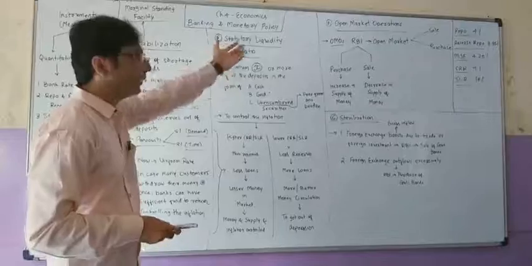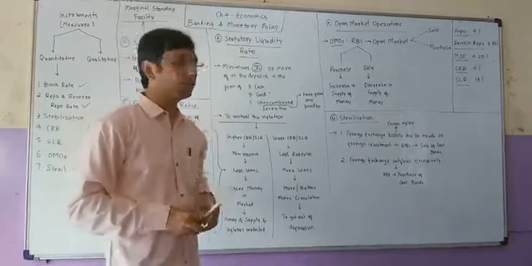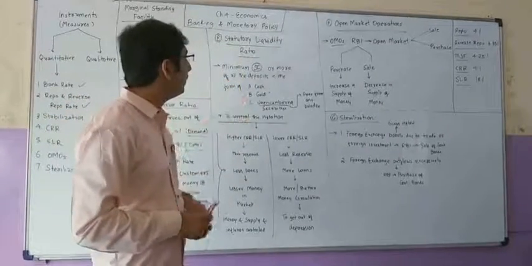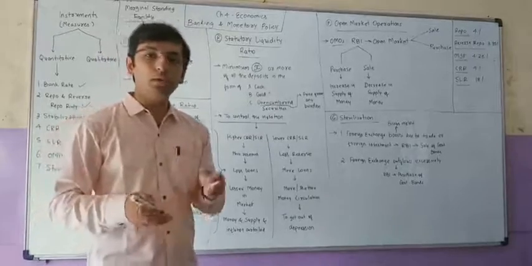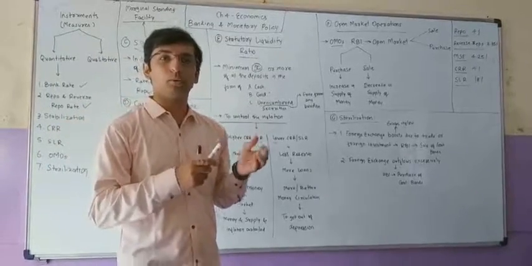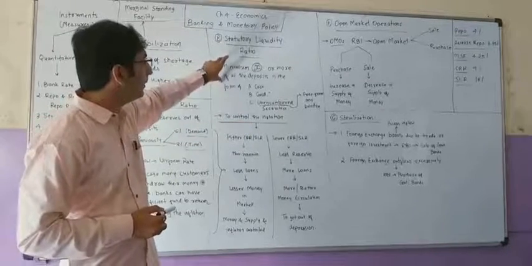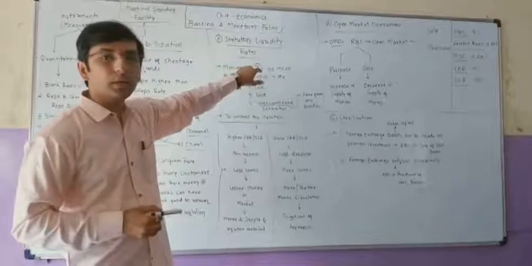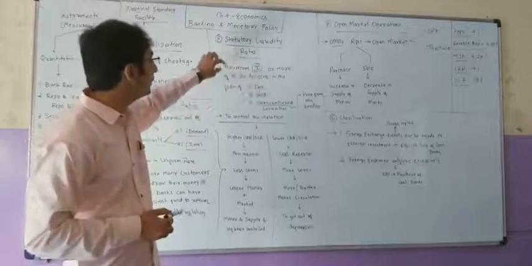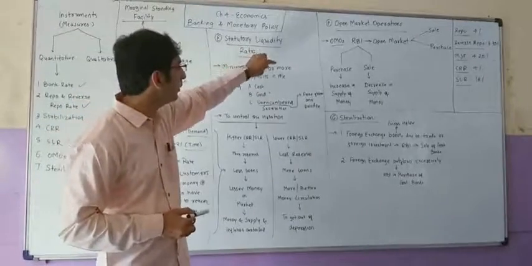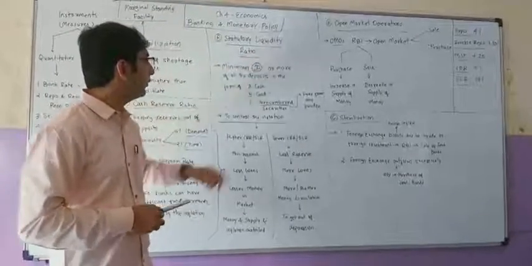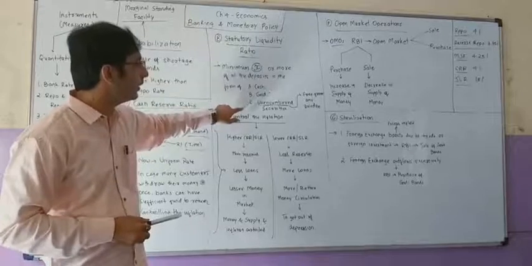So statutory liquidity ratio is our next topic. Statutory liquidity ratio is also one of the provisions given in the RBI Act, that a bank has to keep a minimum percentage X. I have written X because these rates keep on changing.